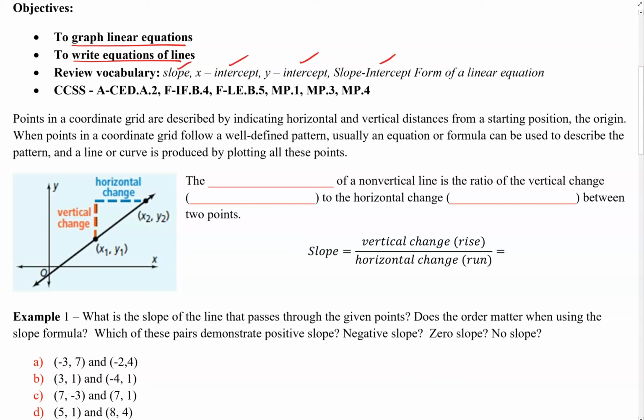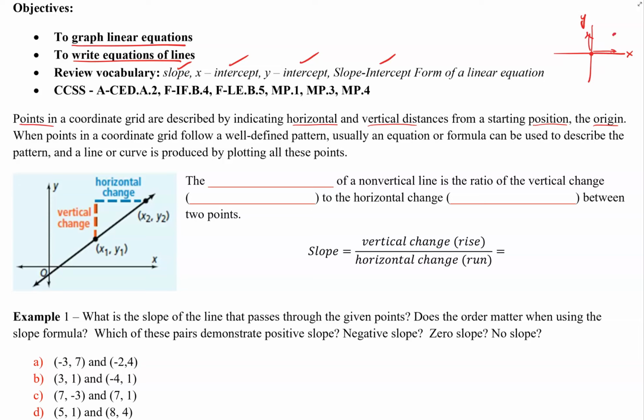So generally speaking, points in a coordinate grid are described by indicating horizontal and vertical distances from a starting point, which we call our origin. Lots of you are familiar with the XY Cartesian coordinate system, and if we start from the origin, we can move in some horizontal direction and some vertical direction, and that's going to place a coordinate for us, or a position on the graph.